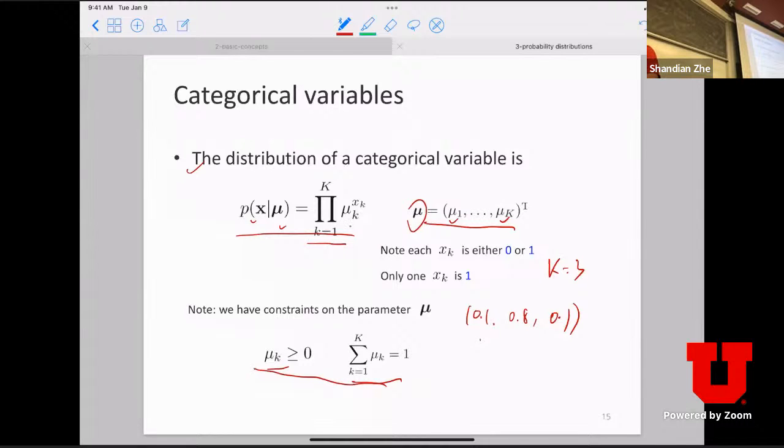So you can see the benefit of using one-hot encoding. Every time only one x k will take 1, and all the other x k will take 0. That means the corresponding term will simply be 1, and only the x k that is 1 will contribute the corresponding probability mu k. This is a very convenient representation.